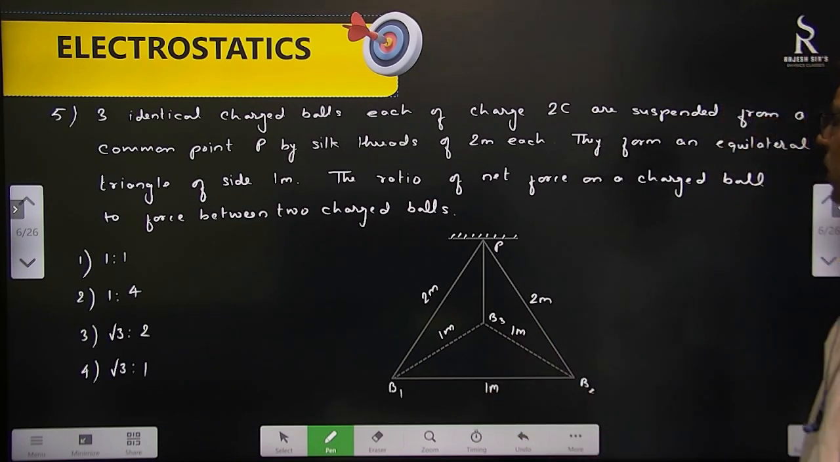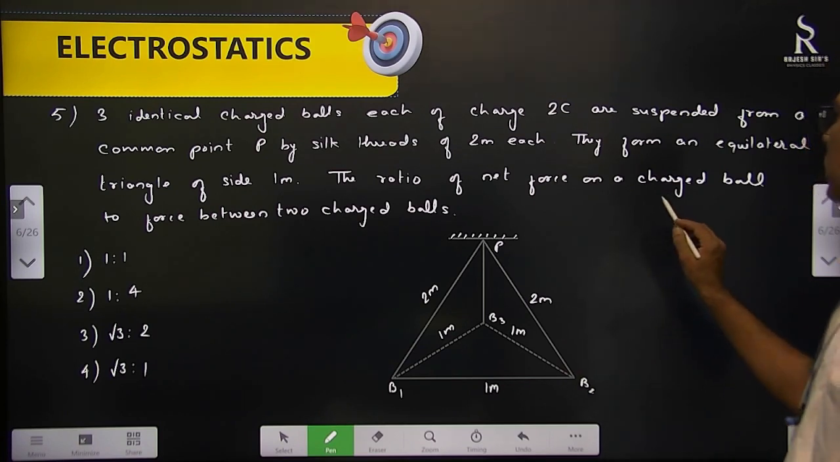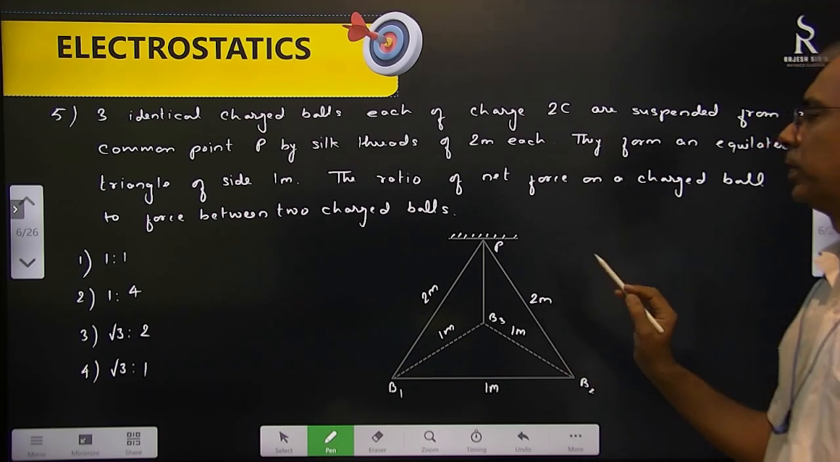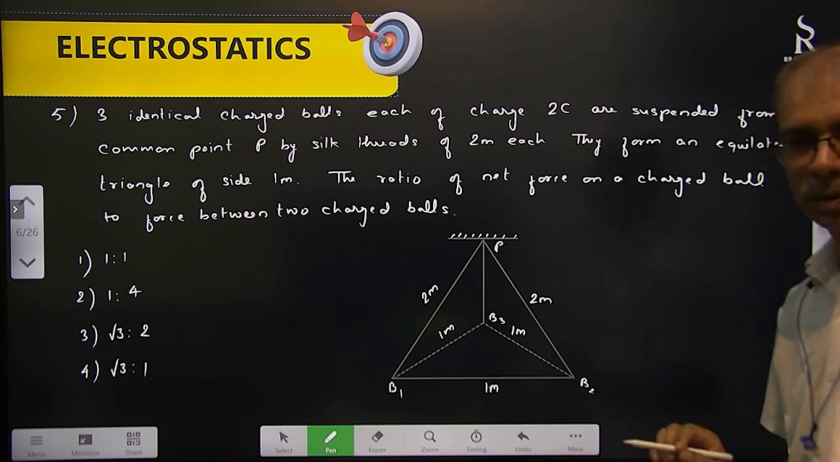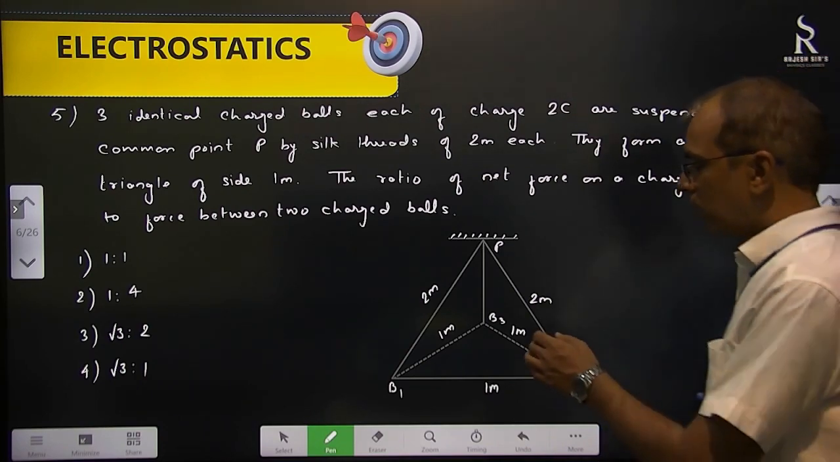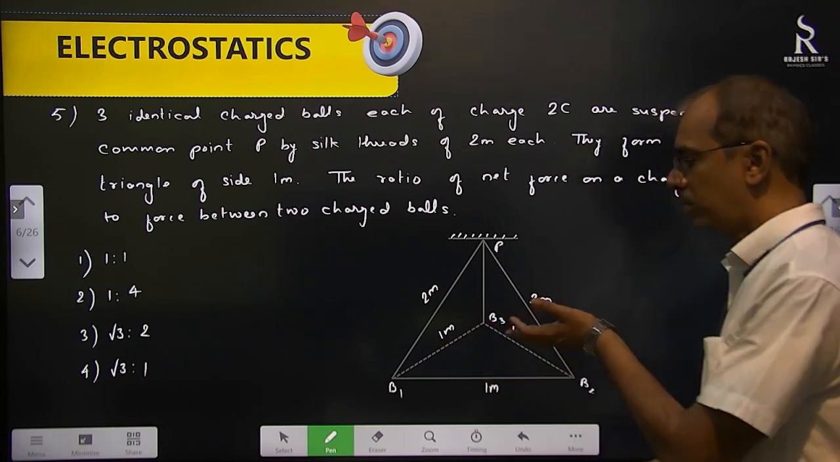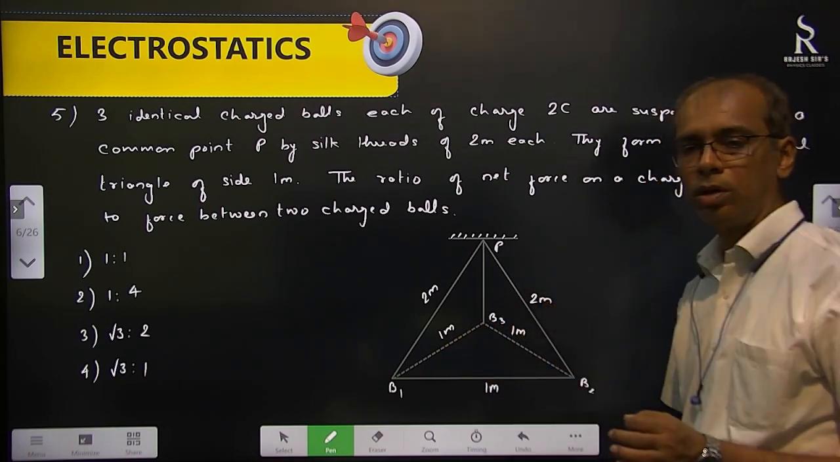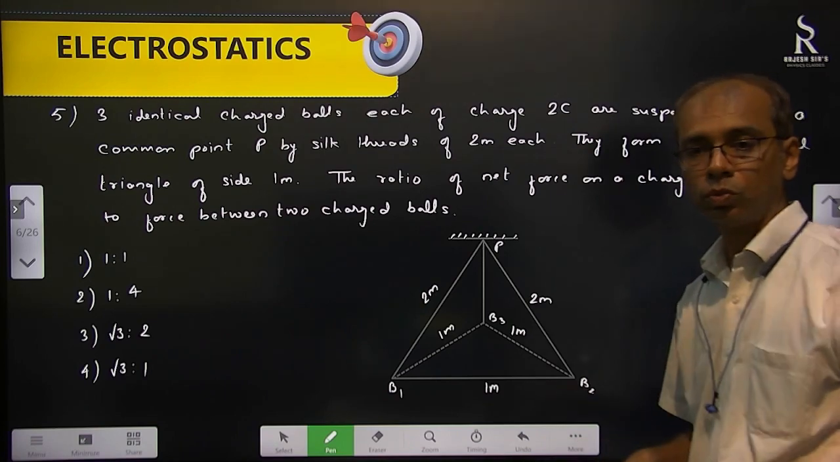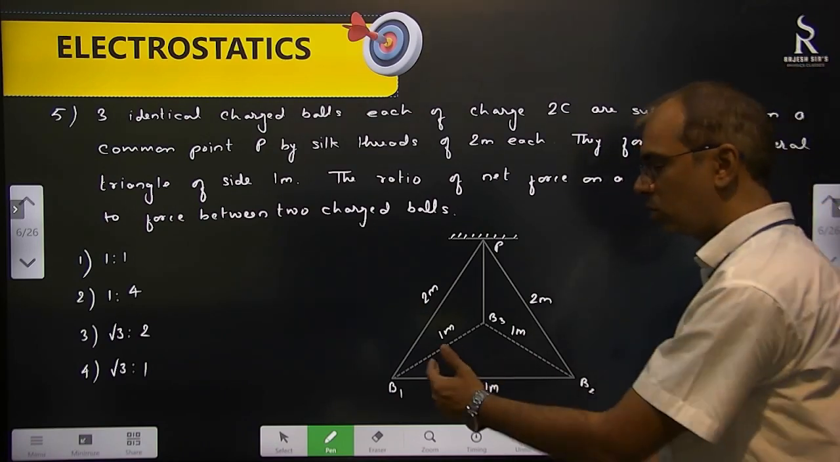The ratio of net force on a charged ball to force between two charged balls. What are they asking? The ratio of net force on this or any ball, whether B1, B2 or B3, net force on any of the balls to the force between any two balls.